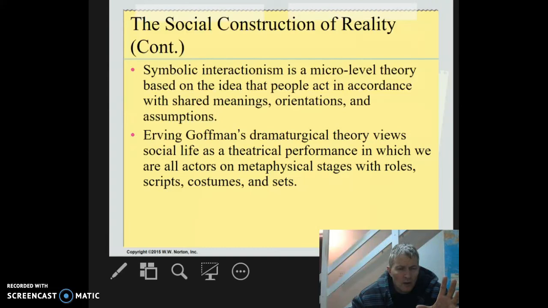Think about how you change your performance as you move from one group to another. Are you the same with your peers as you are with your family? Are you the same with your family as you are with your workmates? Or do you shift in large or small ways to accommodate the new audience?